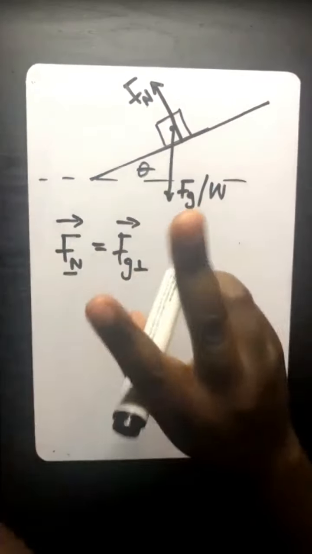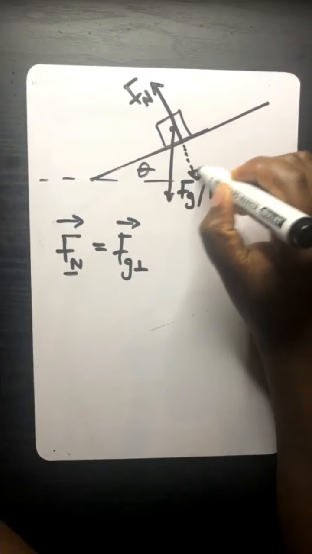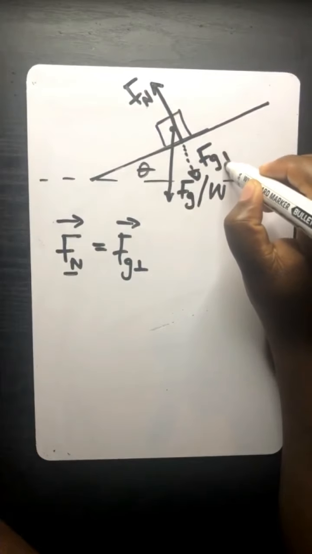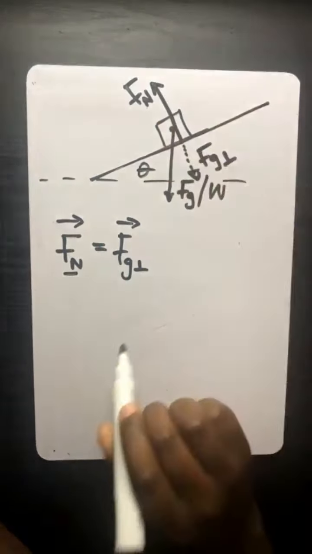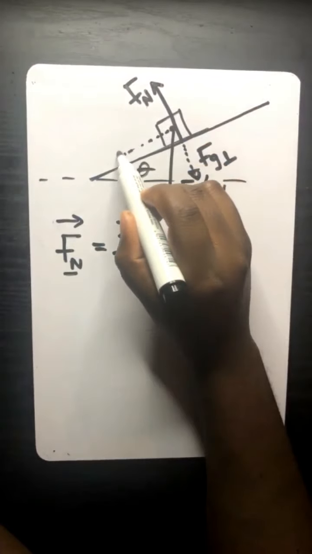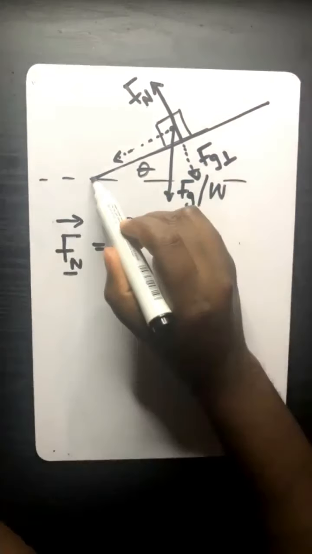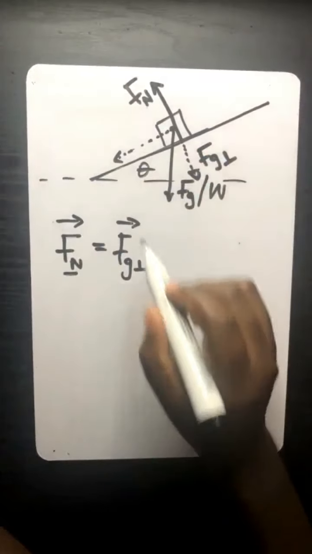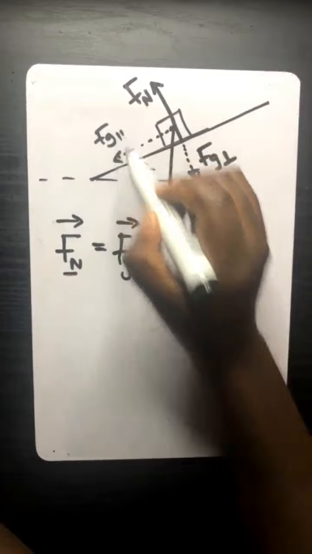So the components are two. We have the vertical component, which is force of gravity vertical. It is the one which is in the same line with the normal force. The second component is the parallel component. Parallel to what? Parallel to the surface. So both of these components are relative to the surface. So that means we have force of gravity parallel.